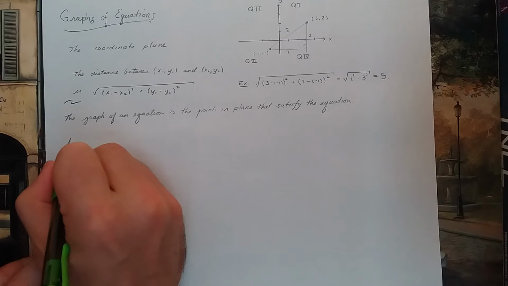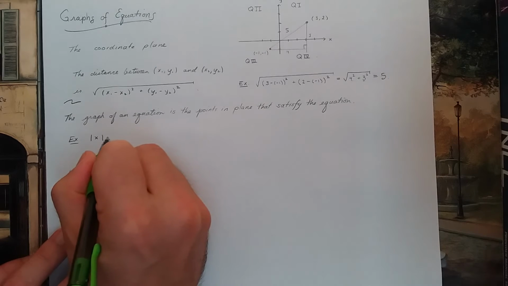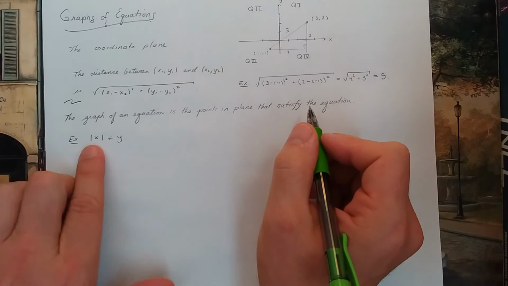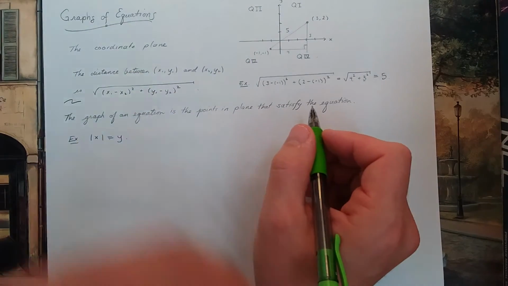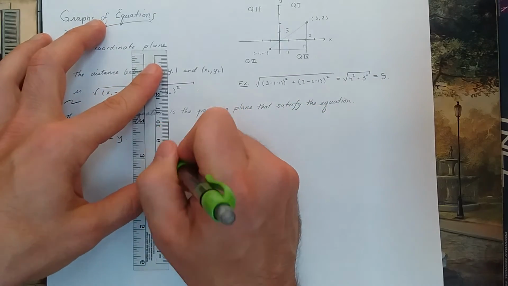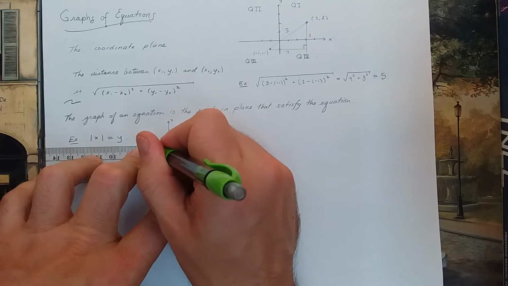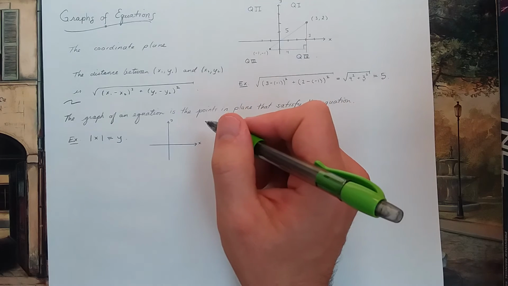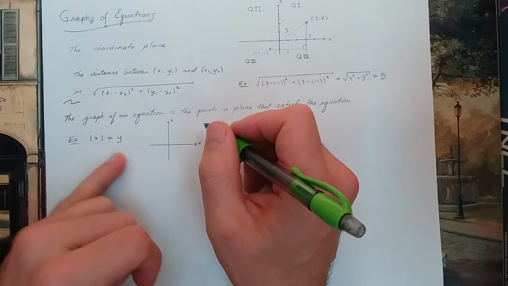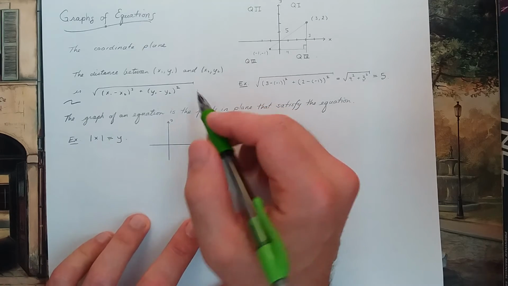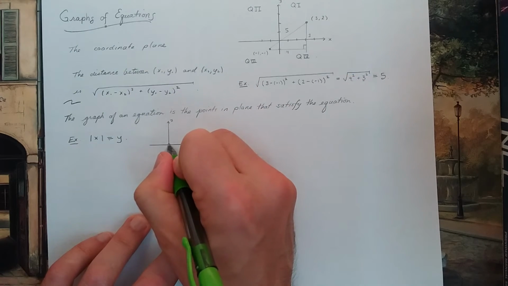Now, let's do some examples. Let's say I have the absolute value of x equals y. So I'd like to plot the points in the plane that satisfy this relationship. So I could draw a little xy plane. There's the y-axis. Here's the x-axis. And to figure out what the graph looks like, I can randomly select points that satisfy this relationship and plot them. So for example, I could see that 0 for x and 0 for y make the equation true.